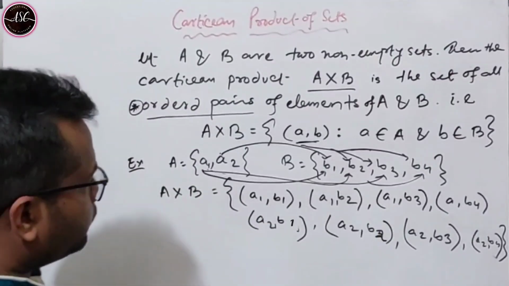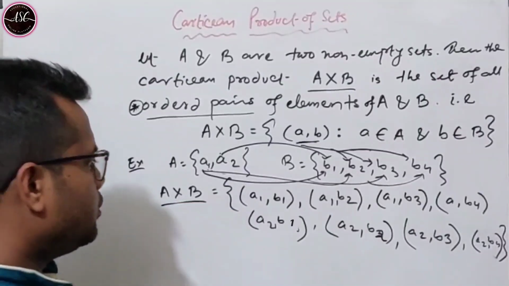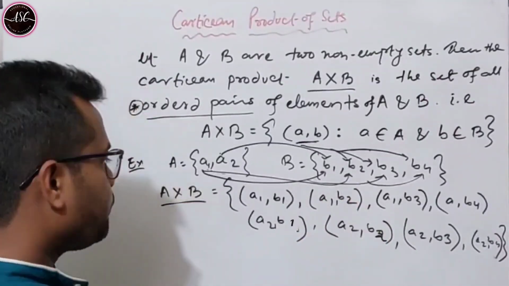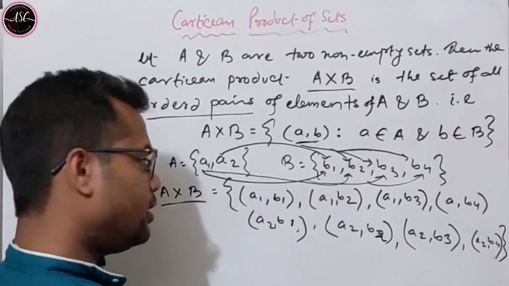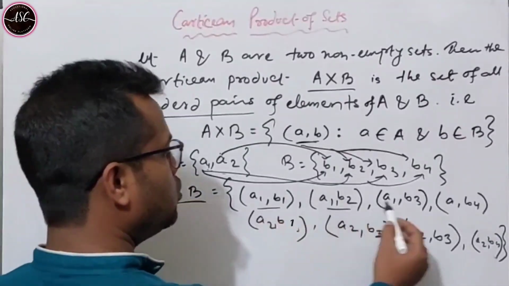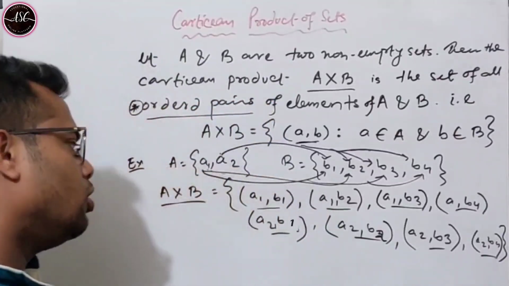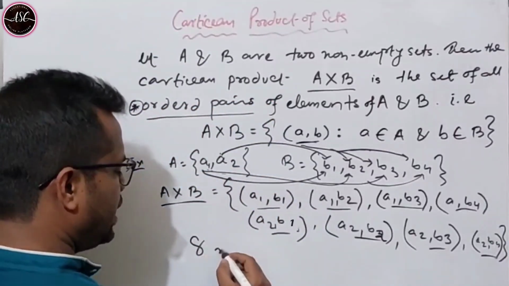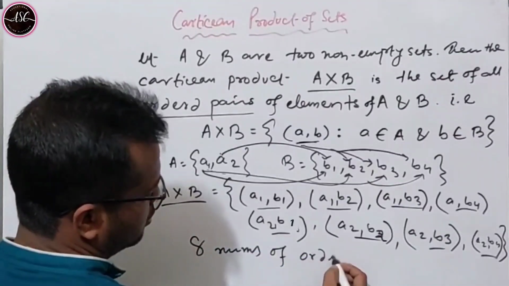So by this we can see how many ordered pairs there are: 1, 2, 3, 4, 5, 6, 7, 8. So we have got 8 ordered pairs.